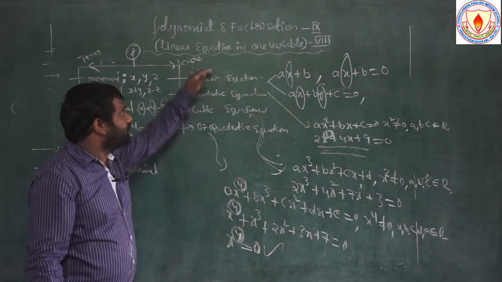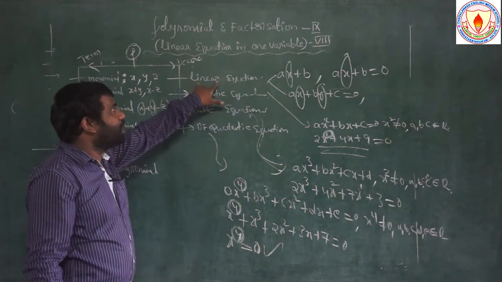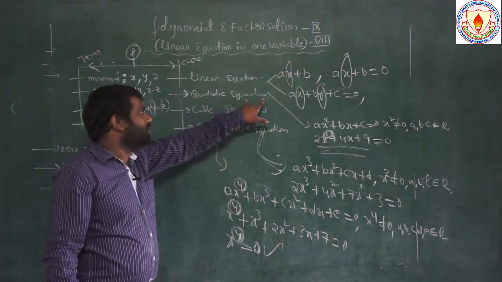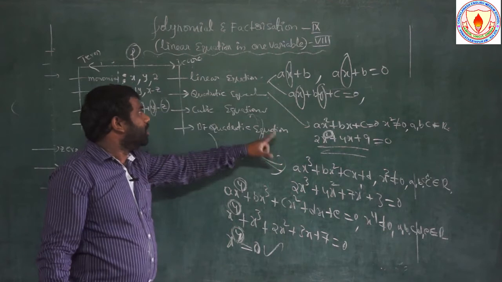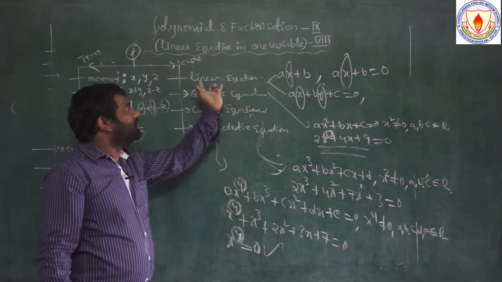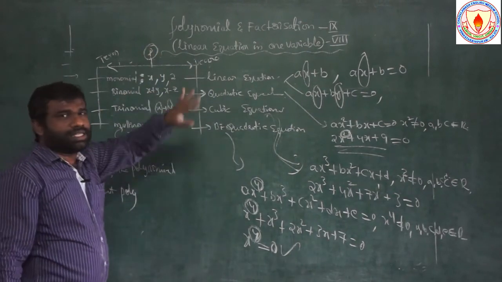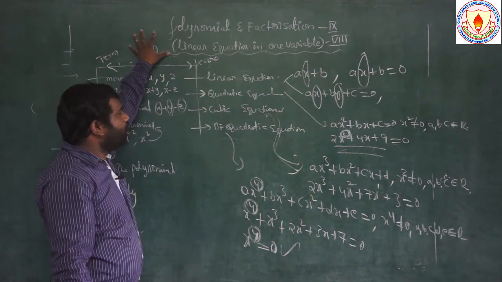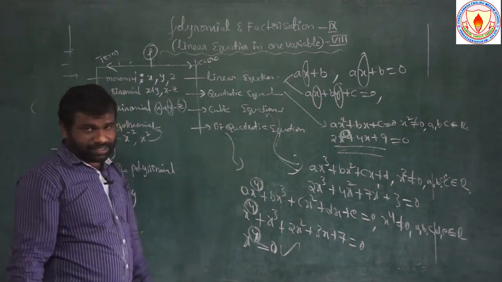Based on degrees, 4 models: linear equations, nothing but 8th class chapter linear equations, quadratic equations, cubic equations and biquadratic equations. Quadratic equation is 10th class concept and linear equations 8th class concept, and polynomial is under this all together. These are the subtopics in the different classes.